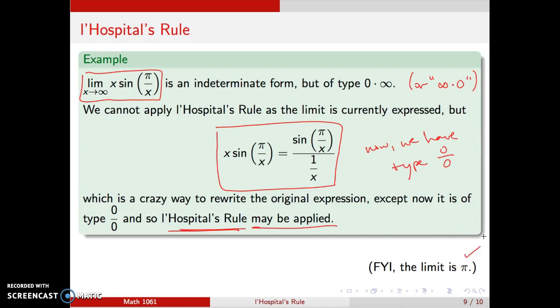What I want to do here with the examples is just show how you can manipulate it to set it up so that you can use L'Hopital's rule. But remember, it needs to be type 0 over 0 or type infinity over infinity.